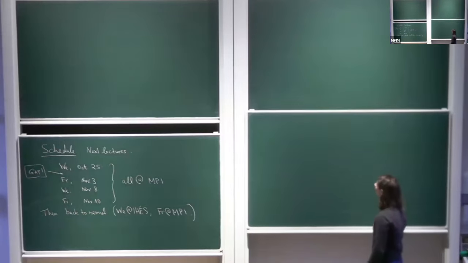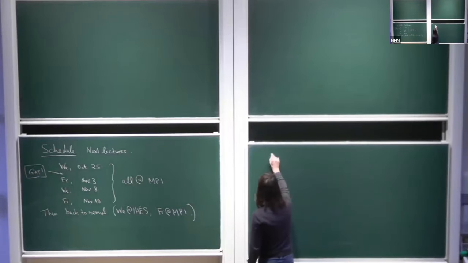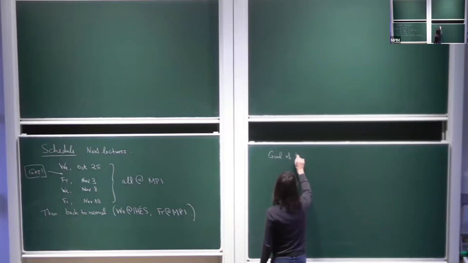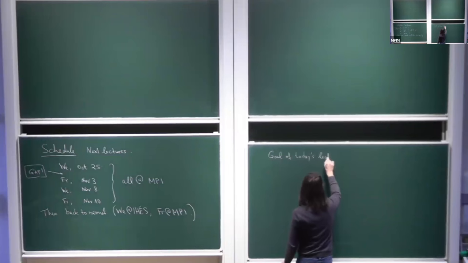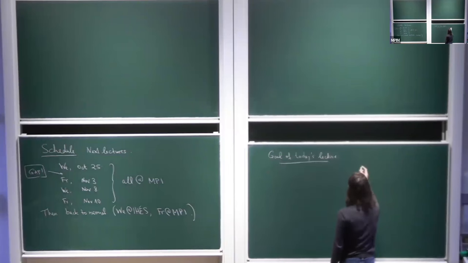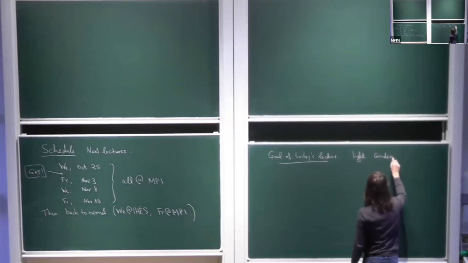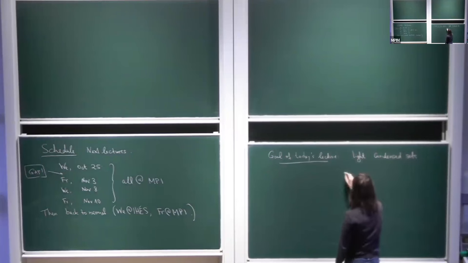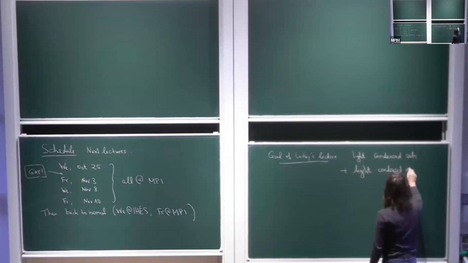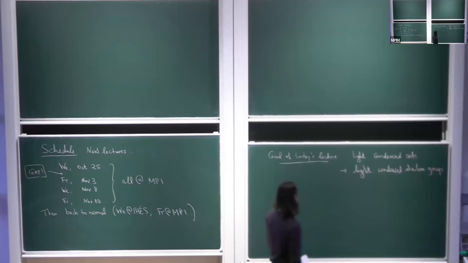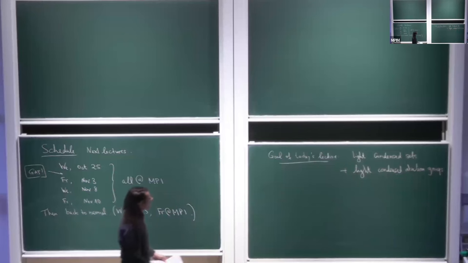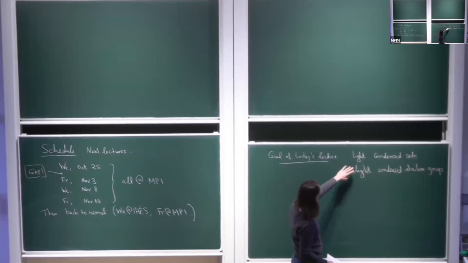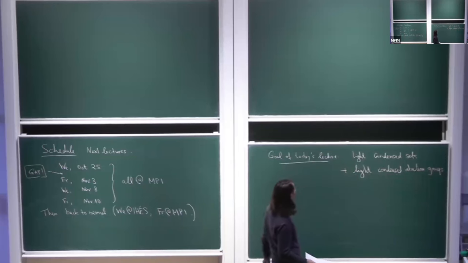So the goal of today's lecture is to talk about light condensed sets. In particular, partly this will be much of a repetition of a very similar lecture I gave four or five years ago. But something I want to stress throughout is why we switch to the light setting and which properties you gain when you make this restriction.